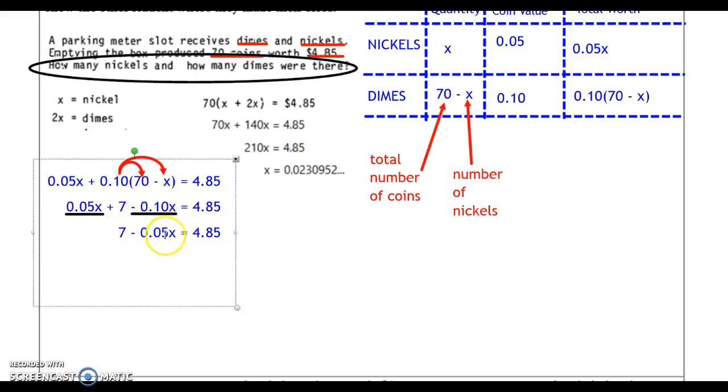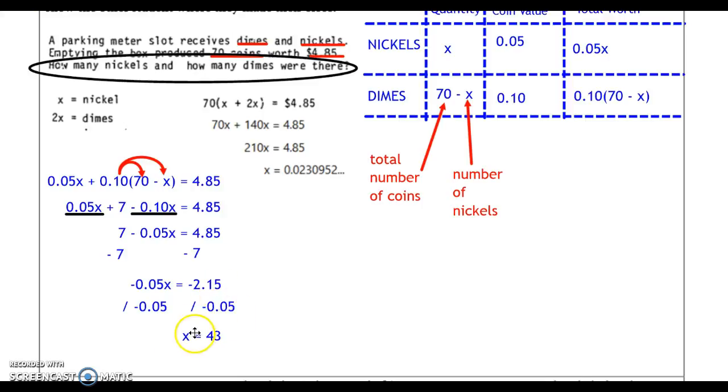Now I'm going to try to isolate the variable by getting rid of the 7. Keep in mind that this 7 is positive. Despite the fact that there's a negative sign right here, the 7 itself is a positive term. After subtracting 7 from both sides, I get negative 0.05x equals negative 2.15. Now all that's left is to do the multiplicative inverse property and divide both sides by negative 0.05. And at the end of that step, I should get x equals 43. That tells me that the number of nickels in this parking meter slot should be 43 nickels.